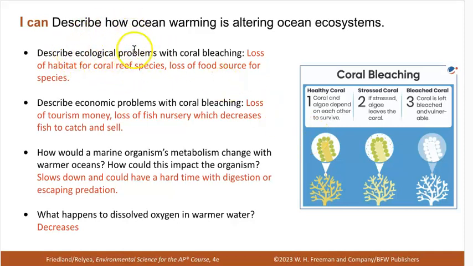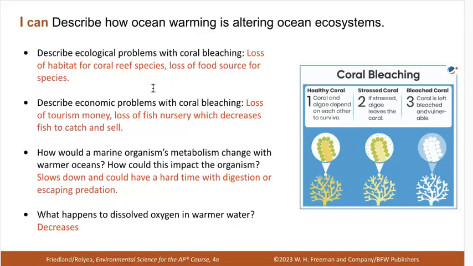Okay, ecology. This is for nature. Loss of habitat for coral reef species, like Finding Nemo and all of those species live in the coral reefs. Loss of food source for species. Economic problems from coral bleaching. Loss of tourism money, people who go there to scuba dive, snorkel. Loss of a fish nursery, which decreases fish to catch and sell.